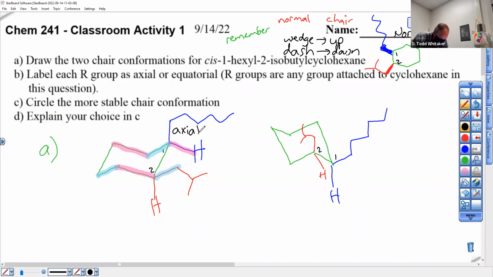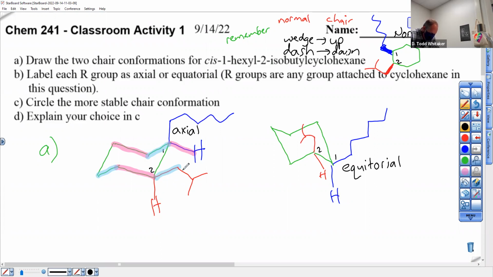And what about the, in the final chair, the second chair, is it axial or equatorial? Equatorial. So one thing you have to remember, when you go from a chair to another chair, all the axials become equatorials, all the equatorials, like this H, that used to be equatorial, what is it when you're finished? Axial. Don't label the H. It says label the R groups.